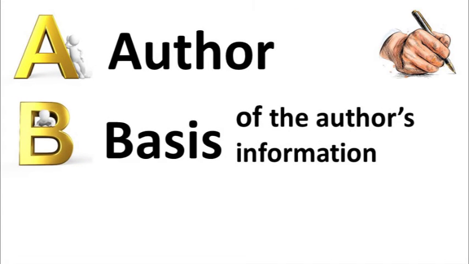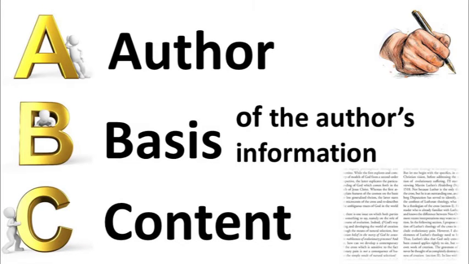A is for author. B is for the basis of the author's information. And C is for content. The questions that follow can help you to evaluate an information source, but the answers will not always be clear or ideal. In those cases, you will need to weigh up the information you have and use your best judgment to decide if it is suitable for using in your academic work.